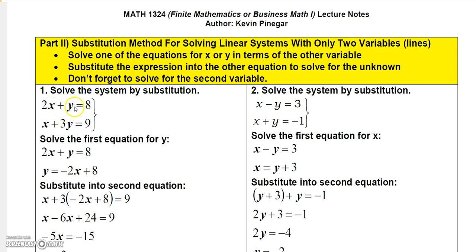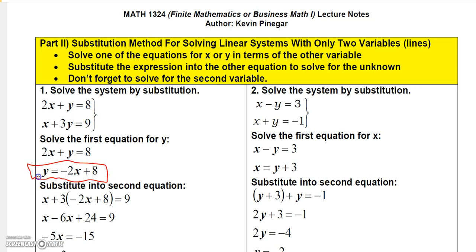One path would be to solve the first equation for y, because that's pretty easy to do. And the other path would be to solve the second equation for x, which is also pretty easy to do. But either one will get you the solution. So I'm going to take the first equation, and I'm going to solve it for y. If I take this equation and solve it for y, I just move the 2x to the other side, it becomes minus 2x. So I get y equals minus 2x plus 8.